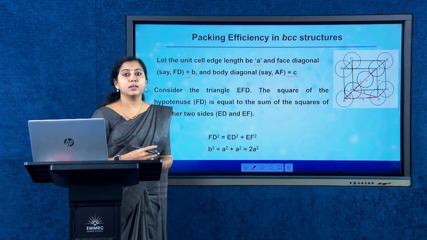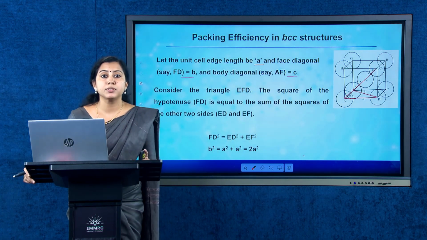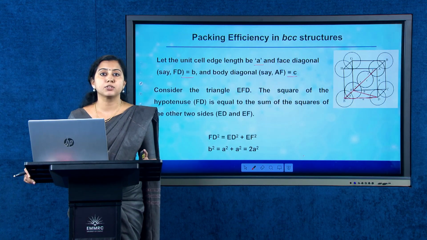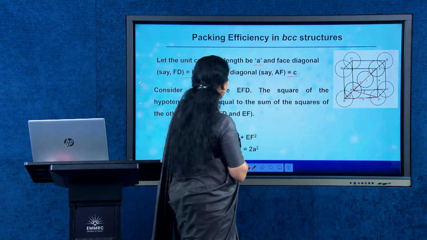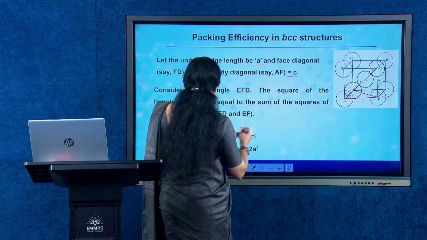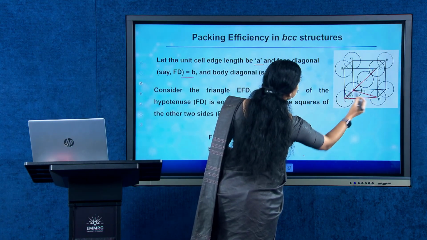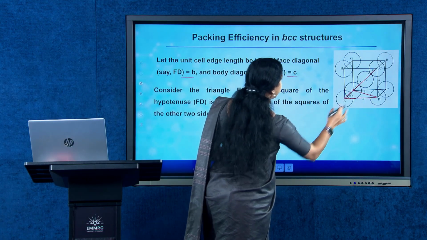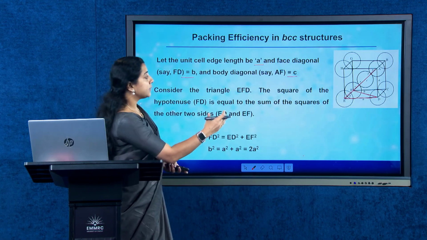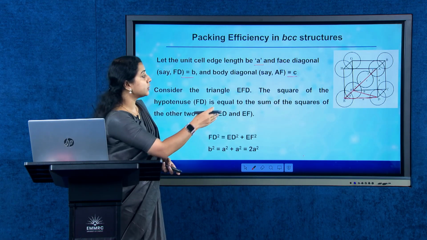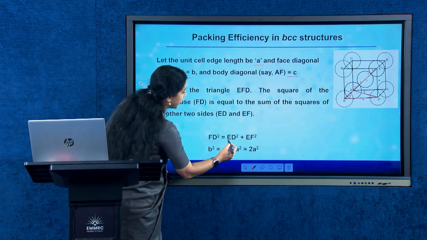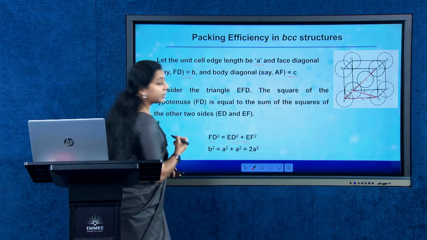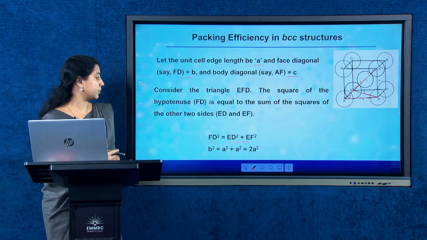So again, the square of the hypotenuse is equal to the sum of the squares of the other two sides. So in this figure, if we consider FD as the hypotenuse, then the square of FD will be equal to the sum of the squares of the other two sides. So that is FD square is equal to ED square plus EF square.